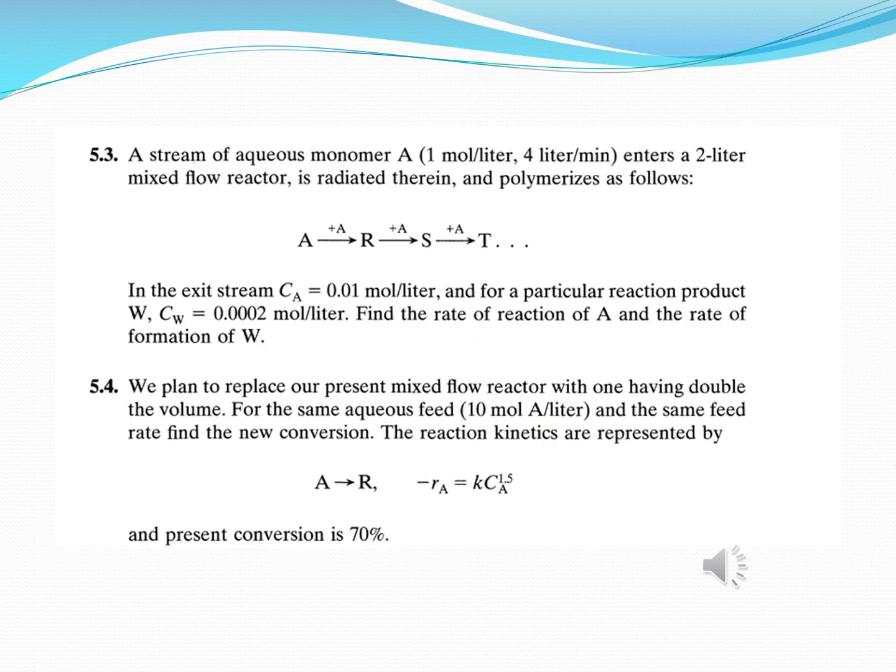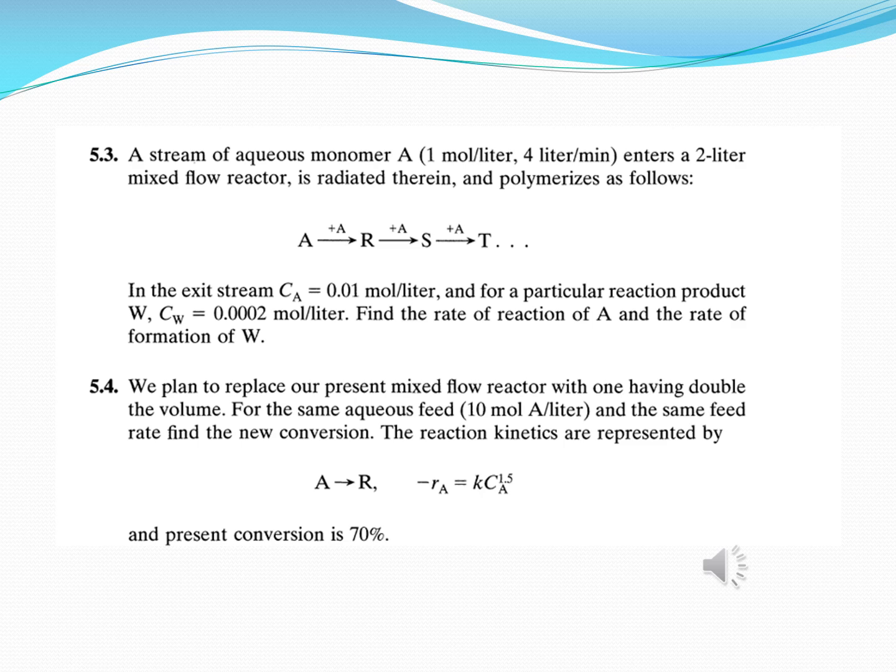Now in 5.3 and 5.4, you can again read the statement very carefully. 5.3 is a stream of aqueous monomer A, 1 mole per liter and 4 liters per minute. So the concentration is given as 1 mole per liter, and 4 liters per minute is the volumetric flow rate. It enters a 2 liter mixed flow reactor. So in the statement you can see we are given the concentration, volumetric flow rate, and the 2 liter volume. The mixed flow reactor is irradiated and the monomer polymerizes as follows.